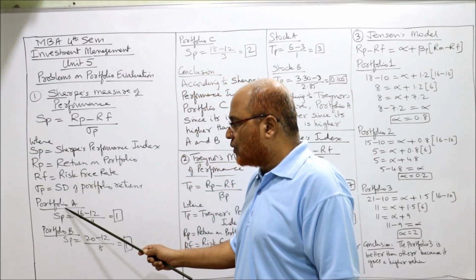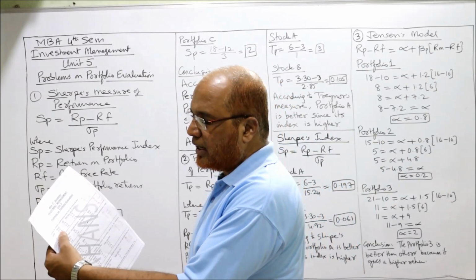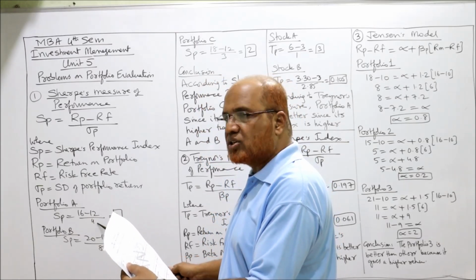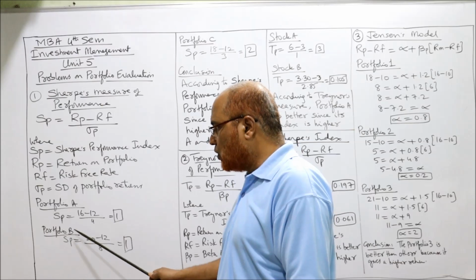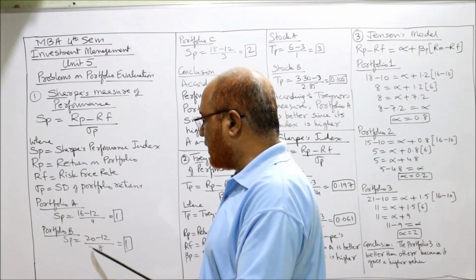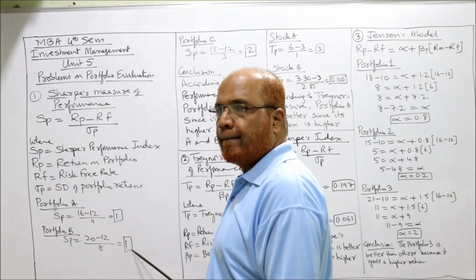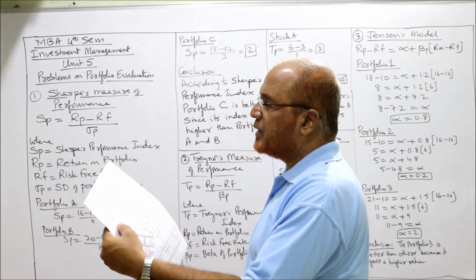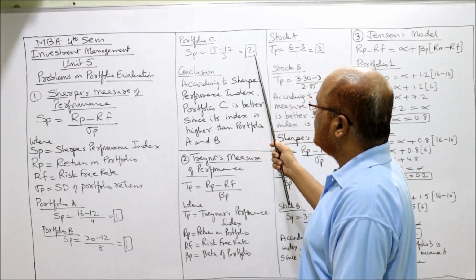Now we substitute for portfolio A. SP is equal to 16%, the return on A, minus the risk-free rate of 12%, divided by the standard deviation, given as 4. So 16 minus 12 divided by 4, you will get 1. Portfolio B: SP is equal to 20%, the return on portfolio B, minus 12% risk-free rate, divided by 8%, the standard deviation. Now you will get 1. Similarly portfolio C: 18% is the return on portfolio, 12% risk-free rate, and standard deviation is given as 3. So substituting, you will get 2.